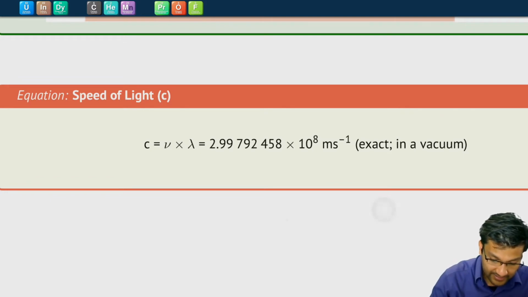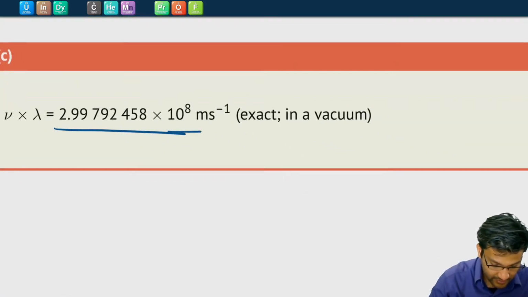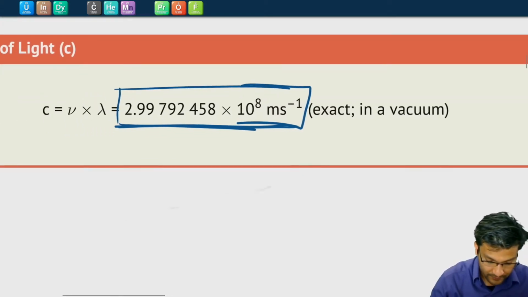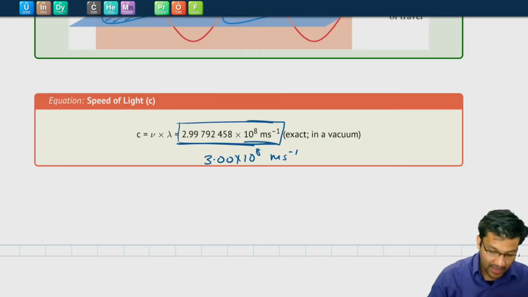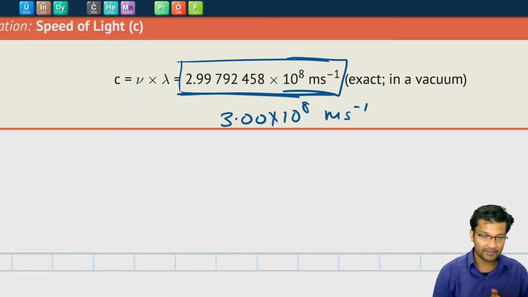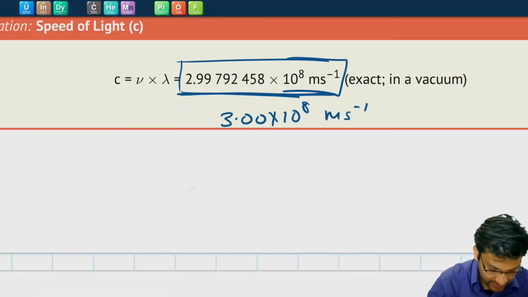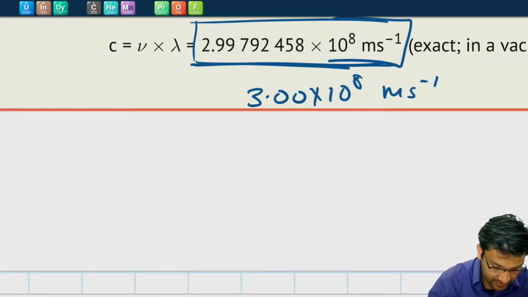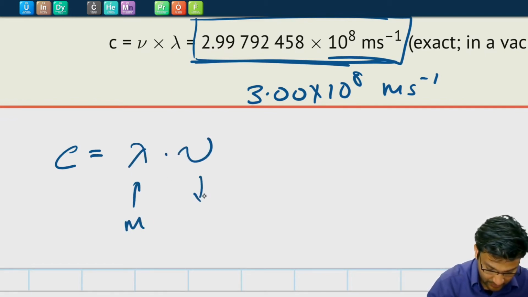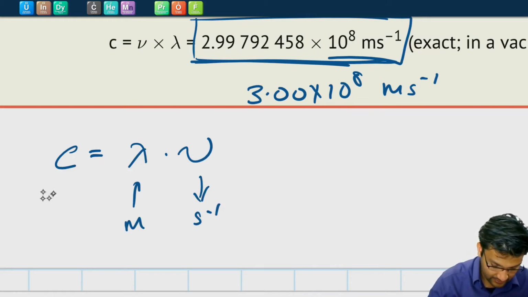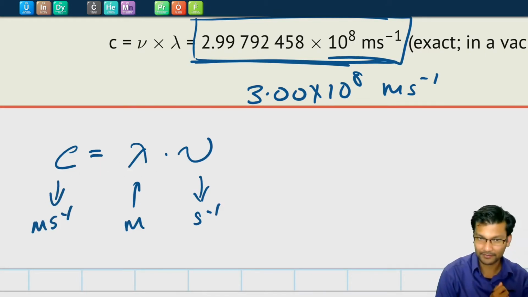And that speed of light in a vacuum is exactly this number right here. So this is a number that we should try to have memorized. We can simplify this to 3.00 times 10 to the 8 meters per second if we're just looking for it at 3 sig figs. And we can relate the speed of light to the frequency and the wavelength because we know that speed is meters per second. So the speed of light can be written as the wavelength, which is in meters, times the frequency, which is in per second. So we get speed of light in meters per second.